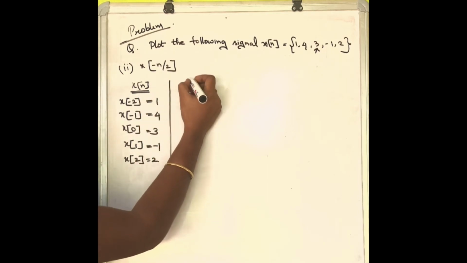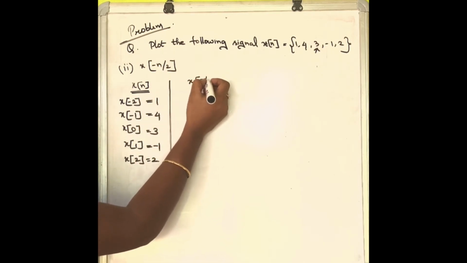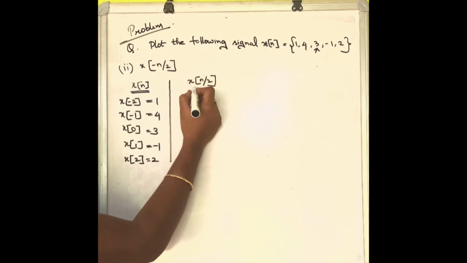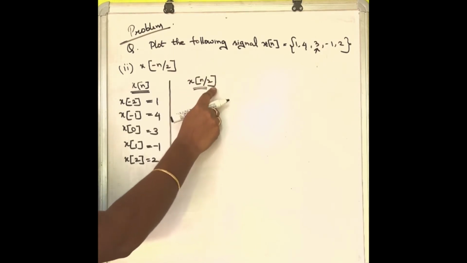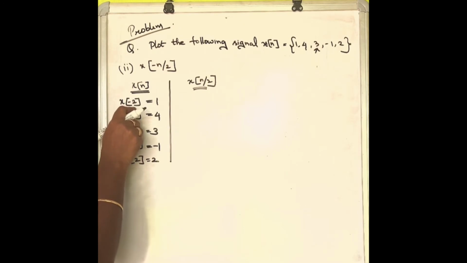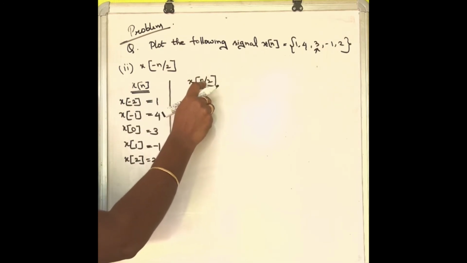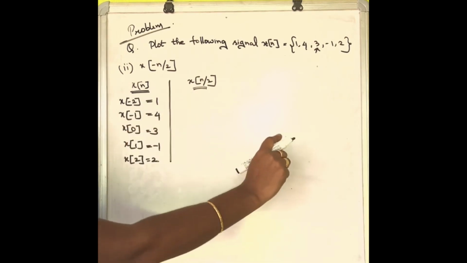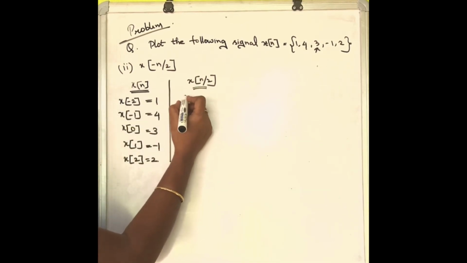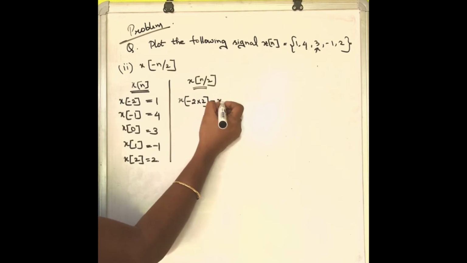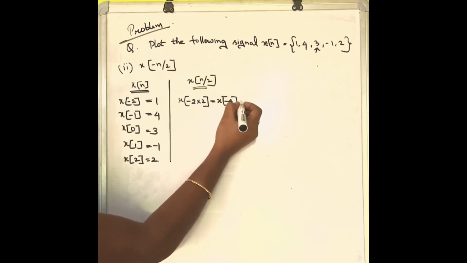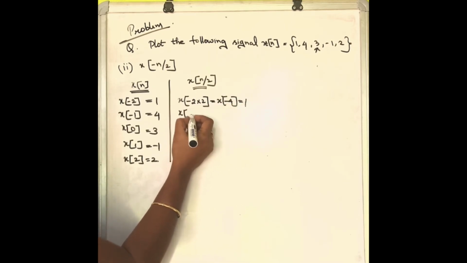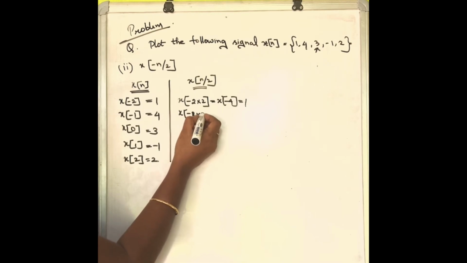Now let's write for x of n by 2. So whenever it's n by 2, you have to multiply by 2. If it's n by 2, then it is expansion of the x-axis. So you're going to multiply it by 2. So now your x will be -2 into 2, that is x of -4. Same amplitude. There is no change in the amplitude.